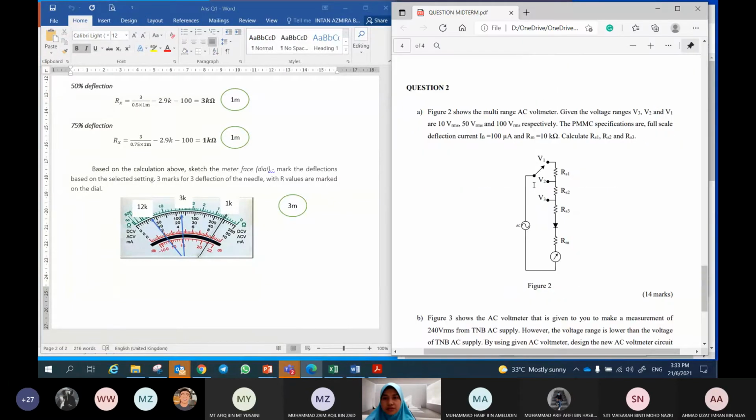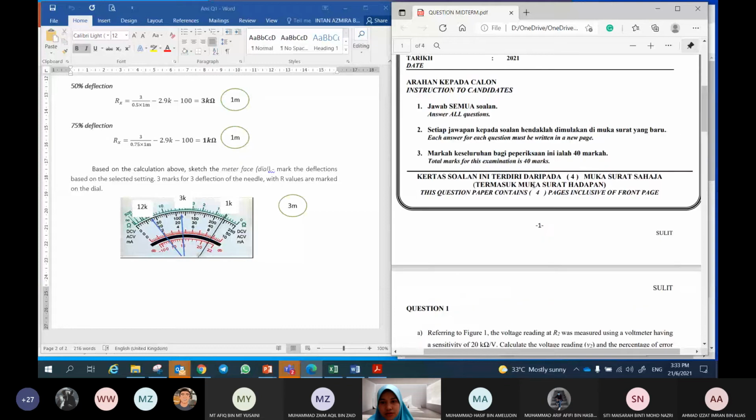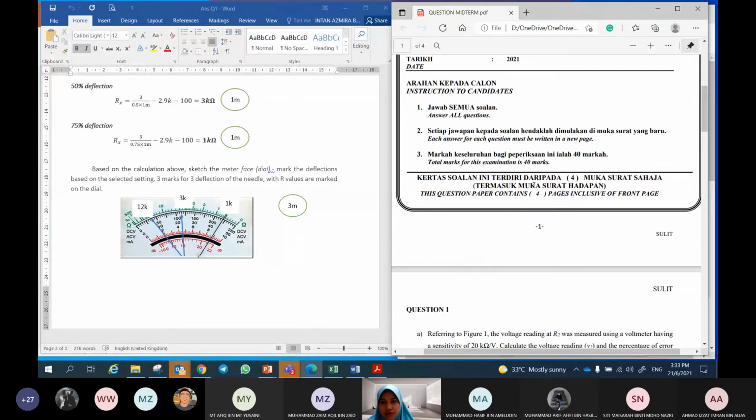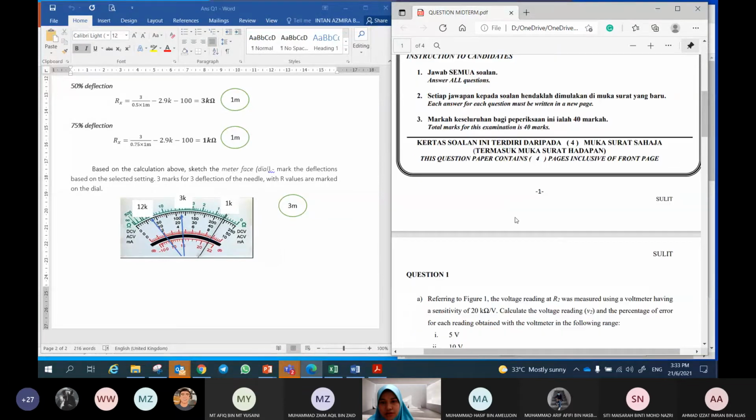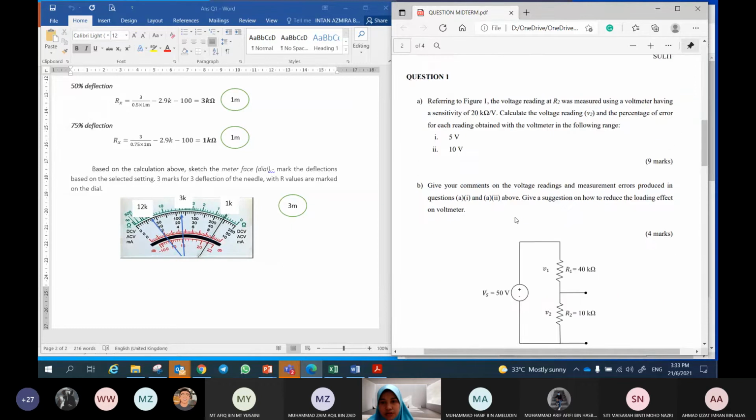Okay, question number 1, referring to figure 1. This figure, the voltage reading. Question number 1 is a very simple question as compared to question number 2, right? But actually there is a mistake. The voltage reading at R2, 10K, was measured using a voltmeter having a sensitivity of 20 kilo ohm per volt. Calculate the voltage reading V2, the voltage across R2, and the percentage of error for each reading obtained with the voltmeter in the following ranges, 5 volt and 10 volts.